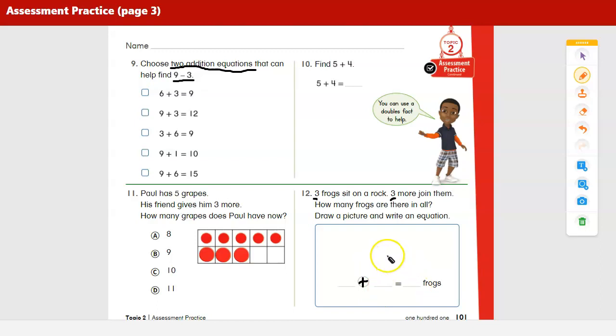Mrs. Collier's not too concerned about you drawing a picture for this one, but if you want to draw a short picture to show the 3 frogs on a rock and the 3 more frogs, you absolutely can. But Mrs. Collier really just wants to see how your addition equation works for adding the frogs sitting on the rock and the 3 frogs that join them, and how many total frogs you have now.